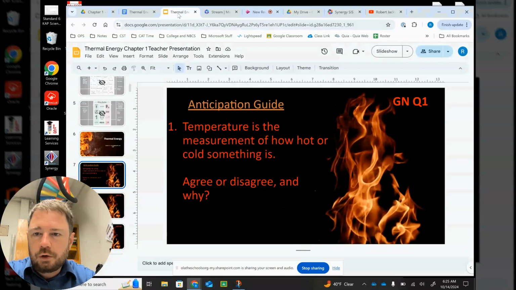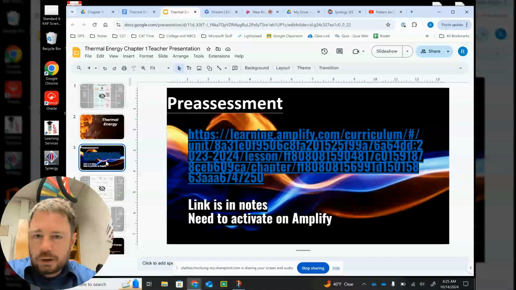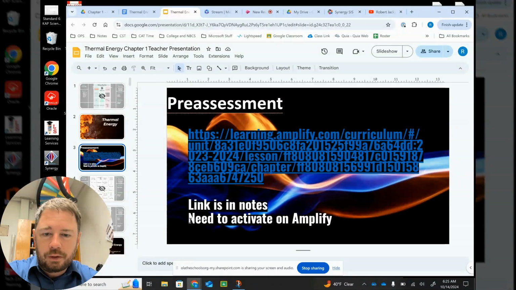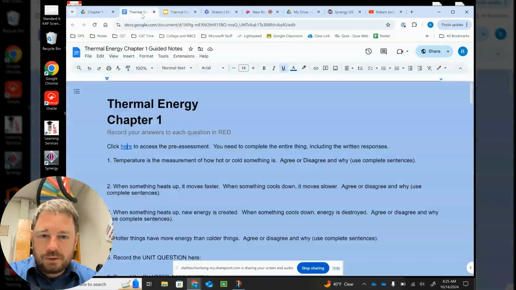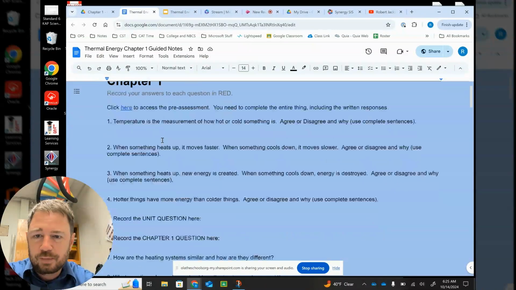We are starting our new unit, which is titled Thermal Energy. So, the very first thing you need to do is our pre assessment. The link is in your notes. And for this activity, you do need to do the written responses as well. So, the multiple choice section and the written responses. So, the link is right here in your notes. So, pause the video, complete the pre assessment.